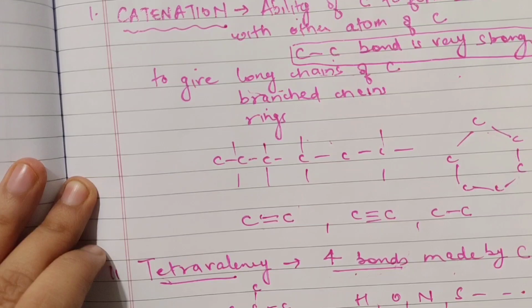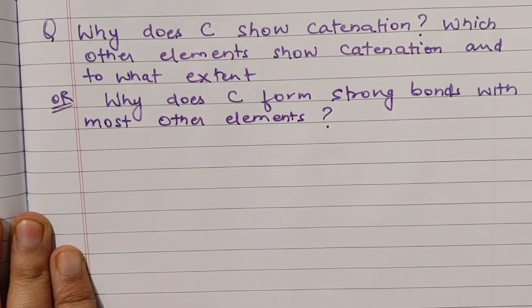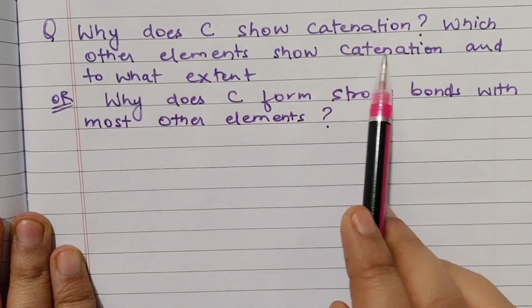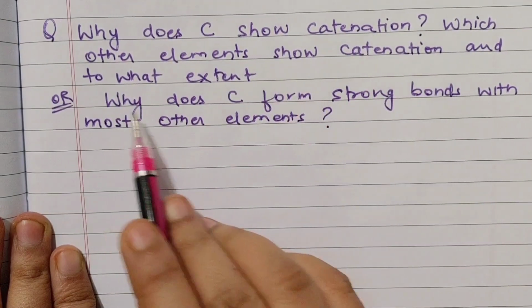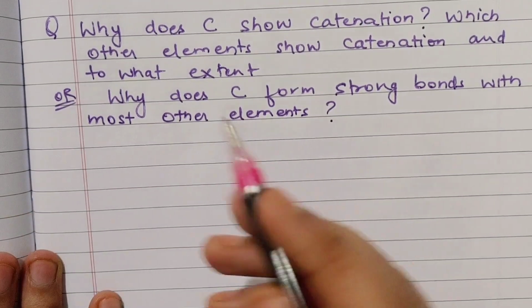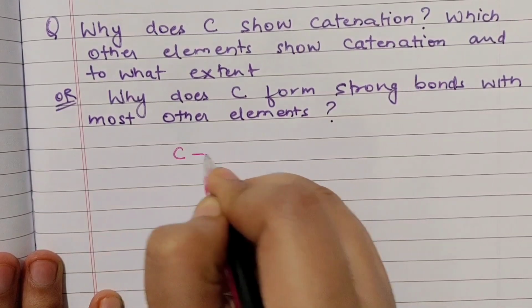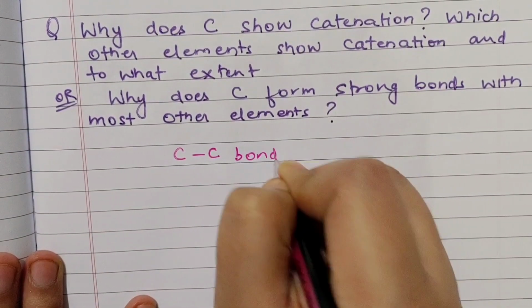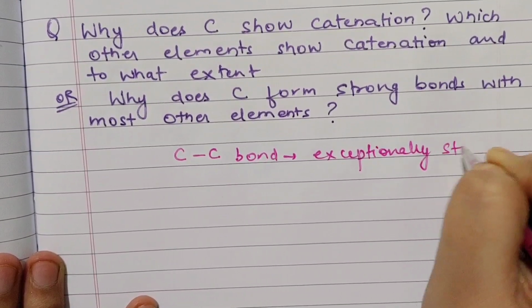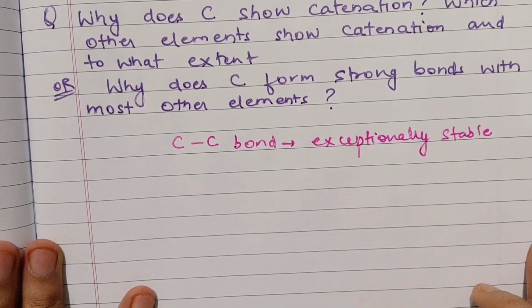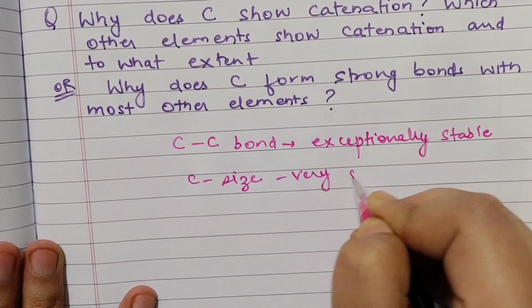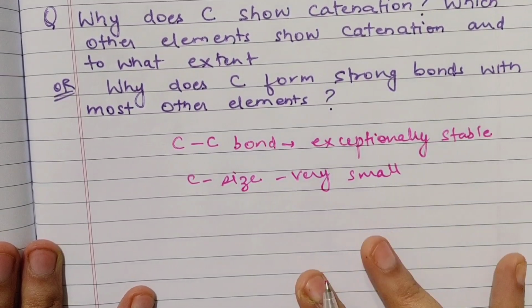Okay, so next question is, why does carbon show catenation? Which other elements show catenation, and to what extent? Why does carbon form strong bonds with most other elements? Alright, so why does carbon show catenation? Because carbon-carbon bond is exceptionally stable, is very stable. Why is it so stable? Because carbon size is very small. It's not the smallest, but it's very small.